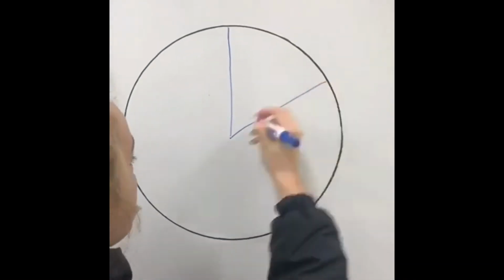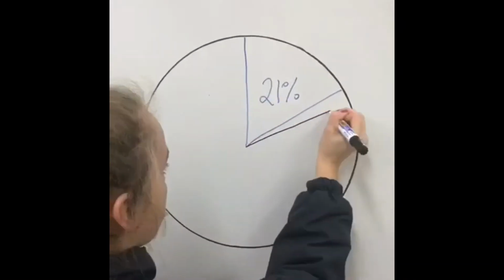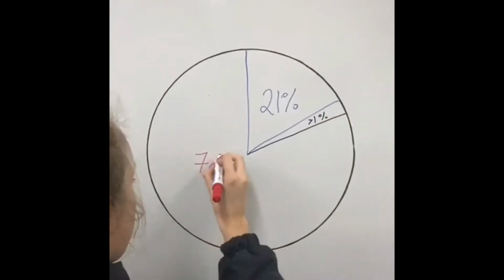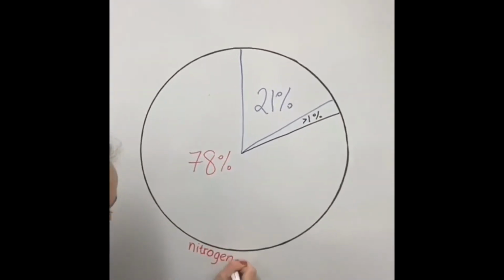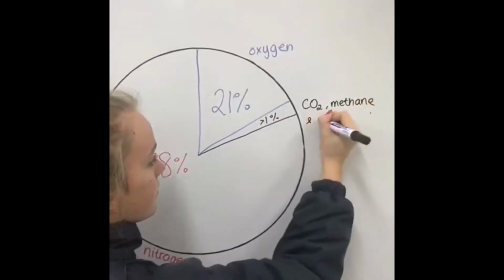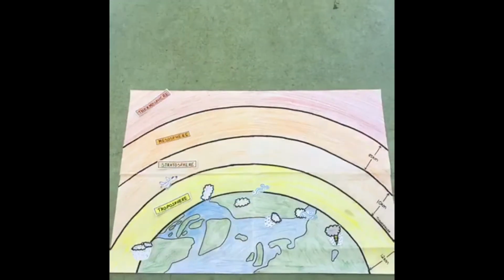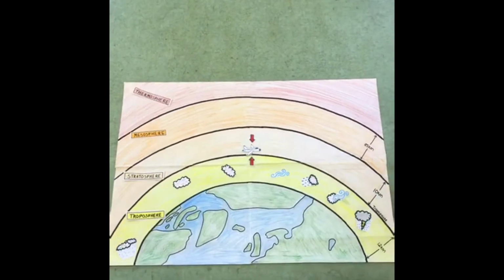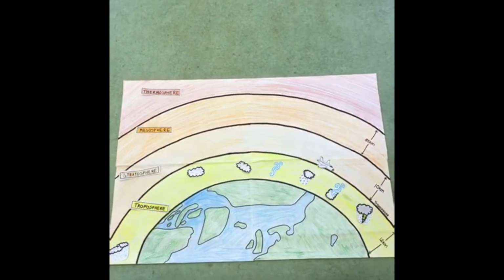The atmosphere is the blanket of air that surrounds the Earth. It is made up of different gases: 78% nitrogen, 21% oxygen, and the remaining 1% is a combination of water vapour, carbon dioxide, argon and traces of other gases. It consists of 4 layers: the troposphere, stratosphere, mesosphere and thermosphere.